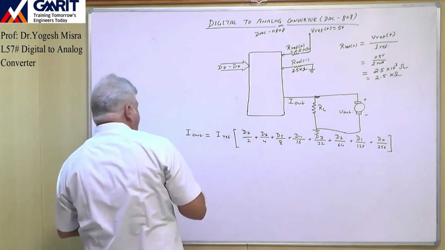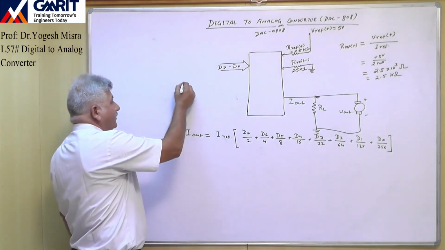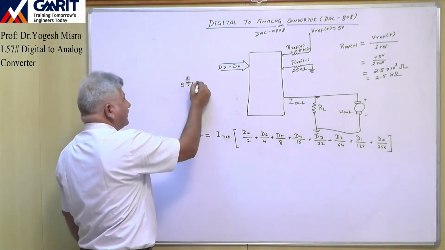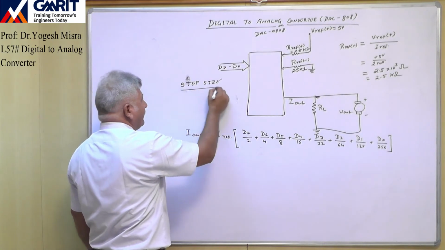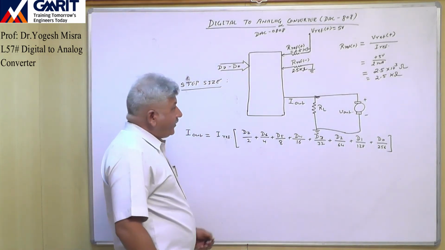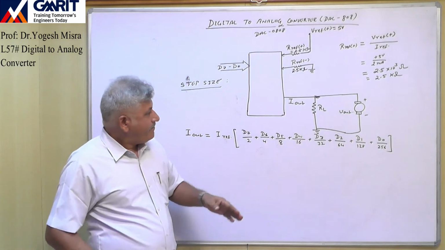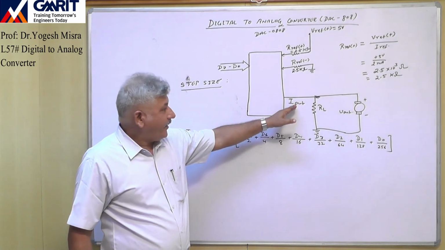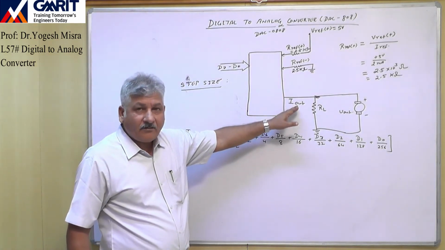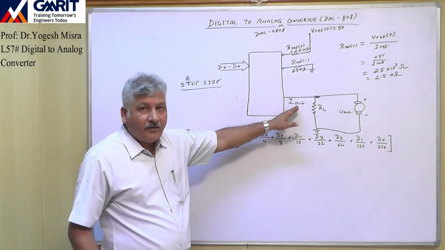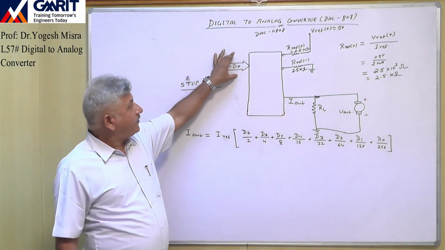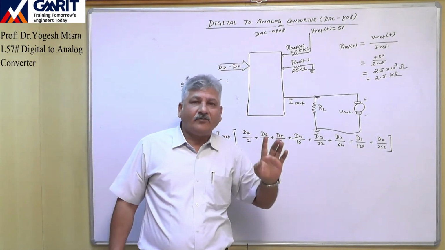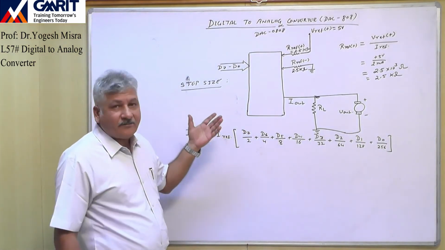Now step size. There is a term for DAC also, step size. The step size for this DAC is the maximum change in output current or output voltage when the digital input value goes from one state to the next consecutive state. So this is your step size.